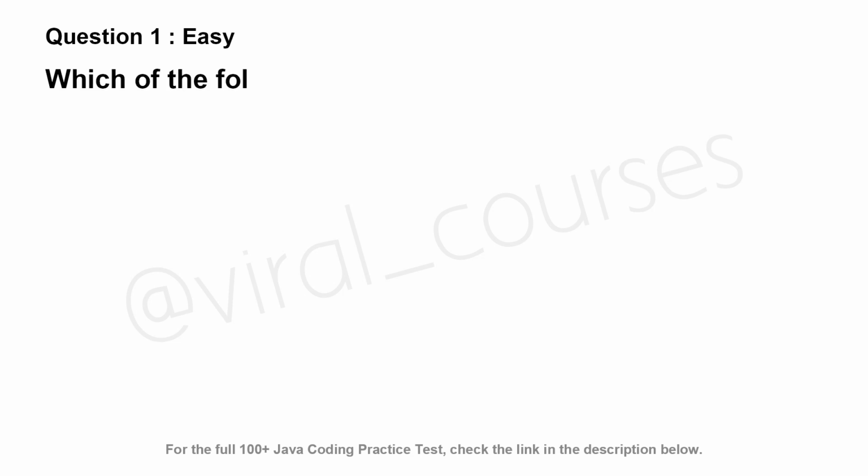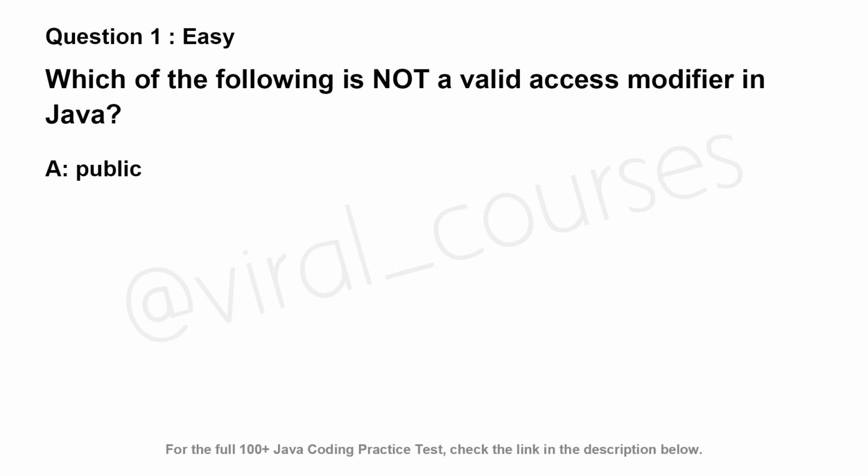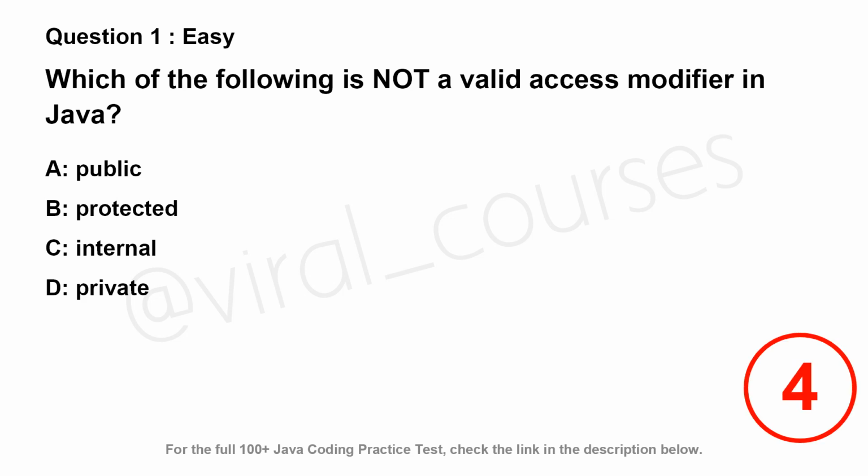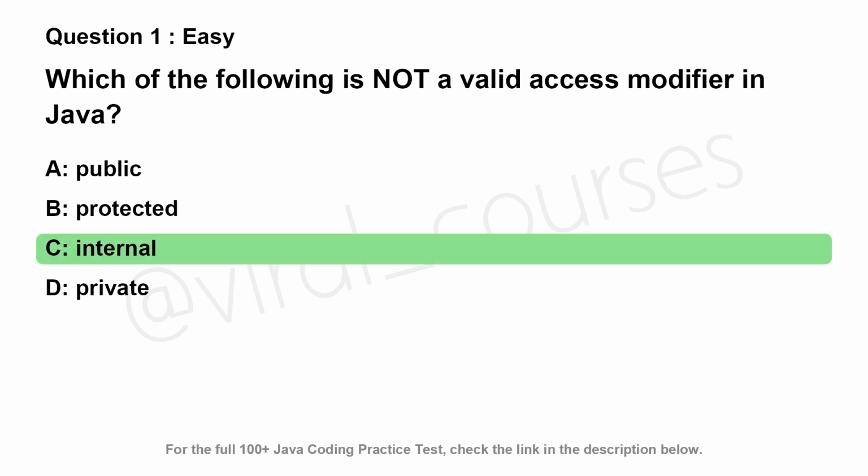Which of the following is not a valid access modifier in Java? Option A, public. Option B, protected. Option C, internal. Option D, private. The correct answer is C.